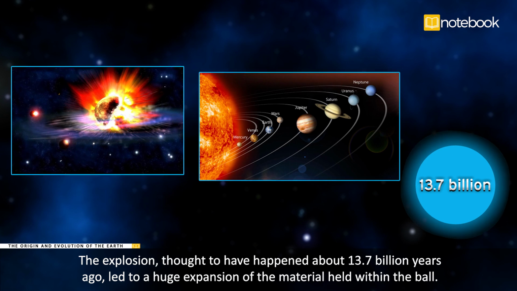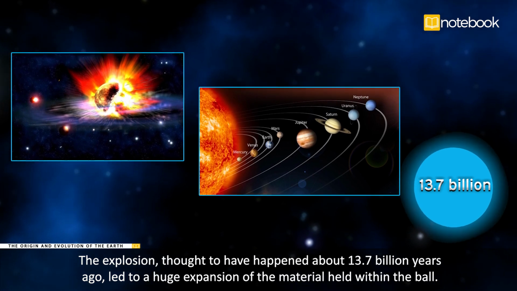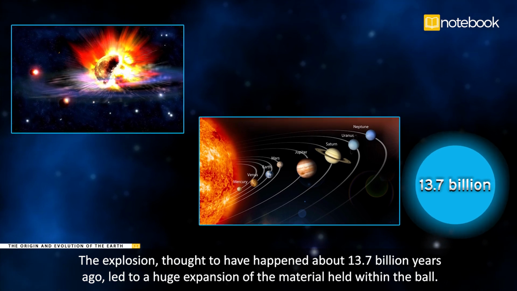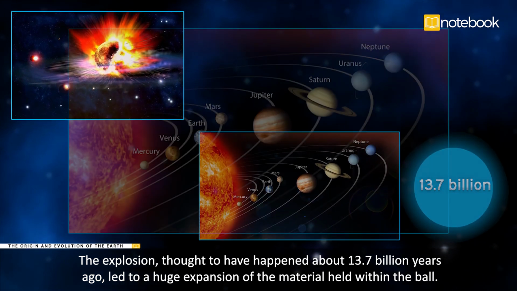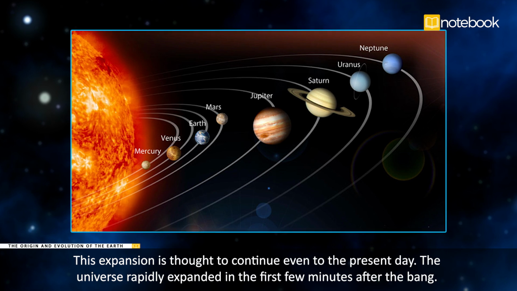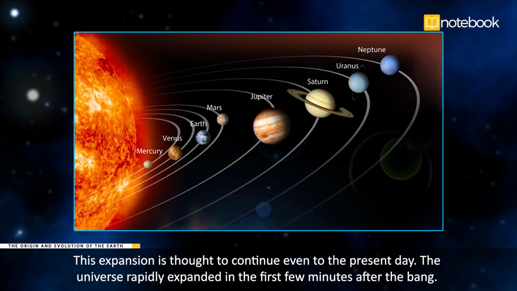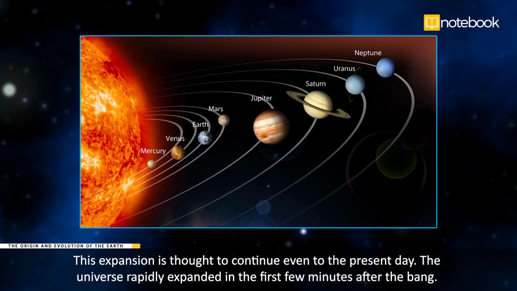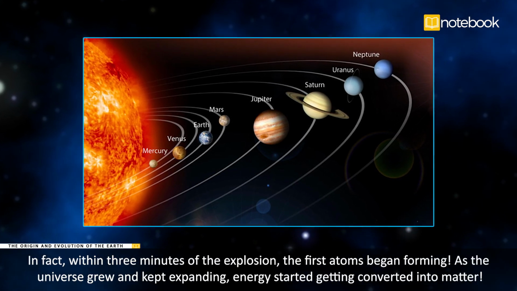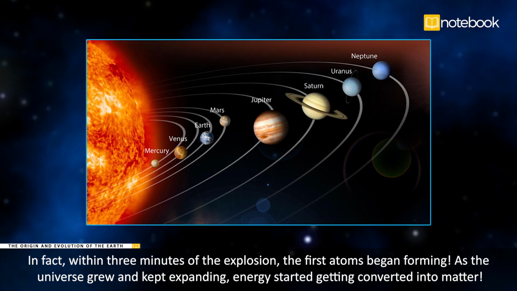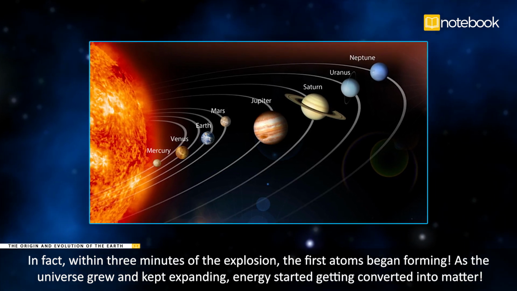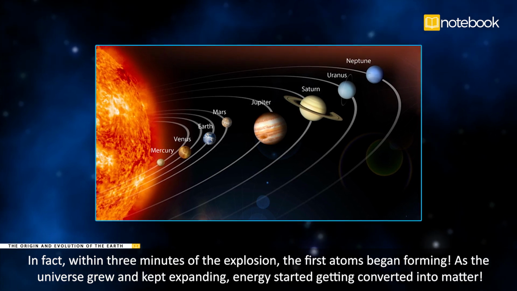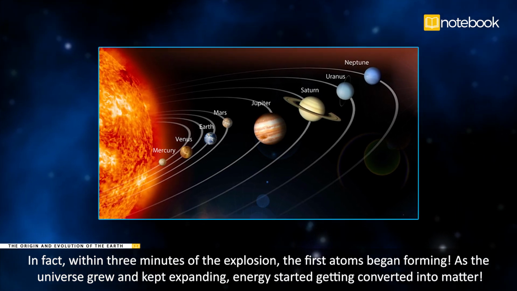The explosion, thought to have happened about 13.7 billion years ago, led to a huge expansion of the material held within the ball. This expansion is thought to continue even to the present day. The universe rapidly expanded in the first few minutes after the bang. In fact, within 3 minutes of the explosion, the first atoms began forming. As the universe grew and kept expanding, energy started getting converted into matter.